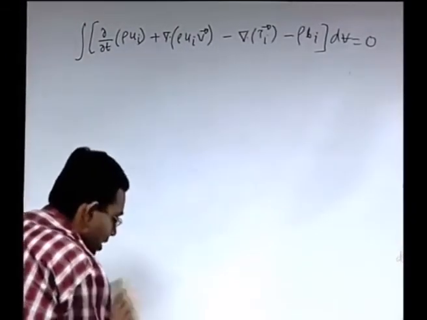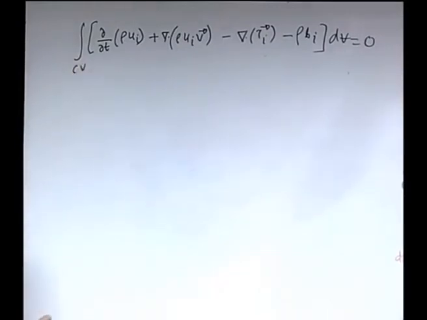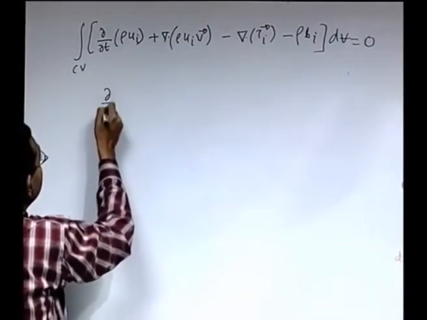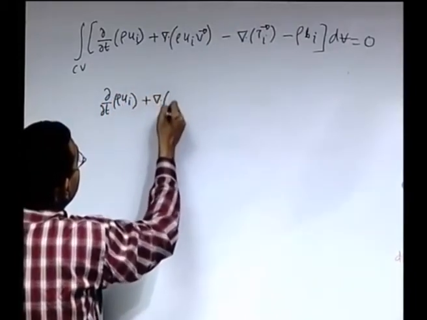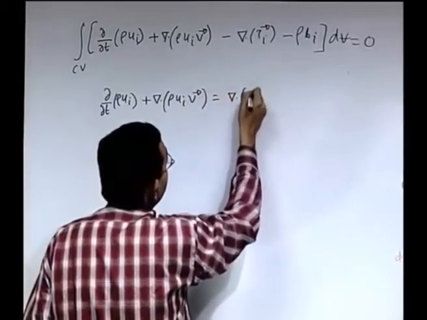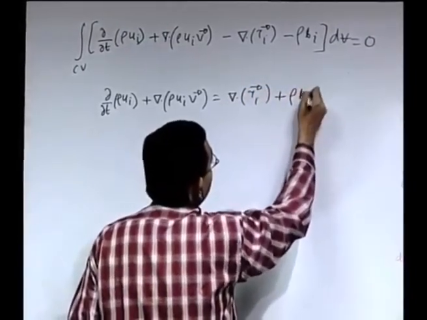Just similar to the case of conservation of mass, in this case also the volume dV is arbitrary. Because the volume dV is arbitrary, the integrand is 0. So, the integrand itself is 0.